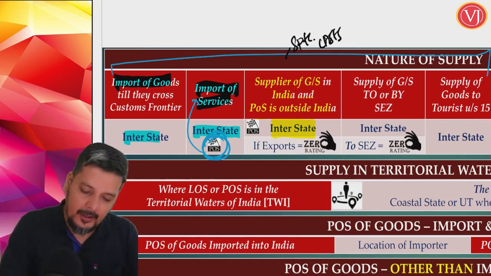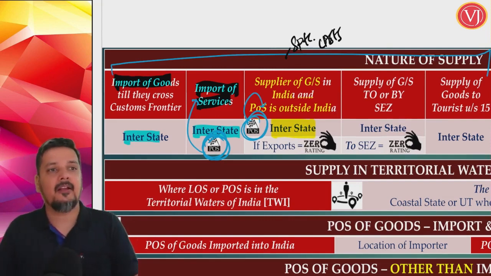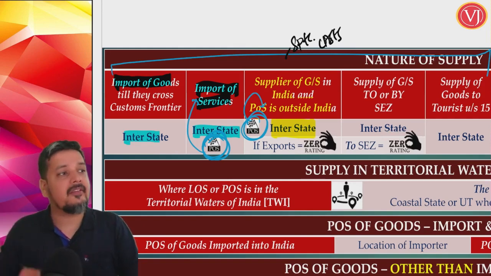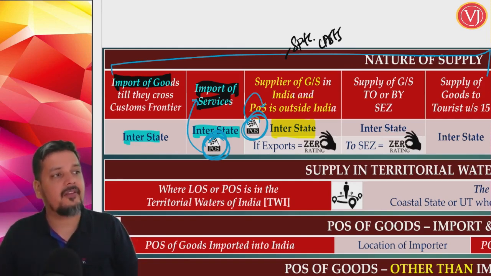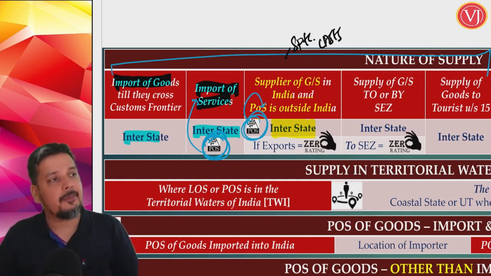But again, understand: here I am required to find out the place of supply. Only when I find out the place of supply are the two conditions satisfied: the supplier is in India, and the place of supply is outside India. So here I have to find out the place of supply, because LOS is India and POS is outside India. It is interstate.